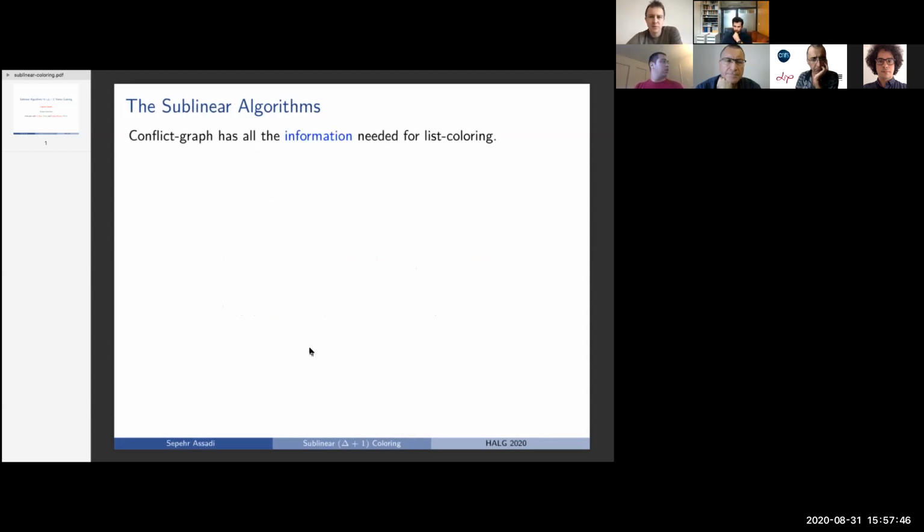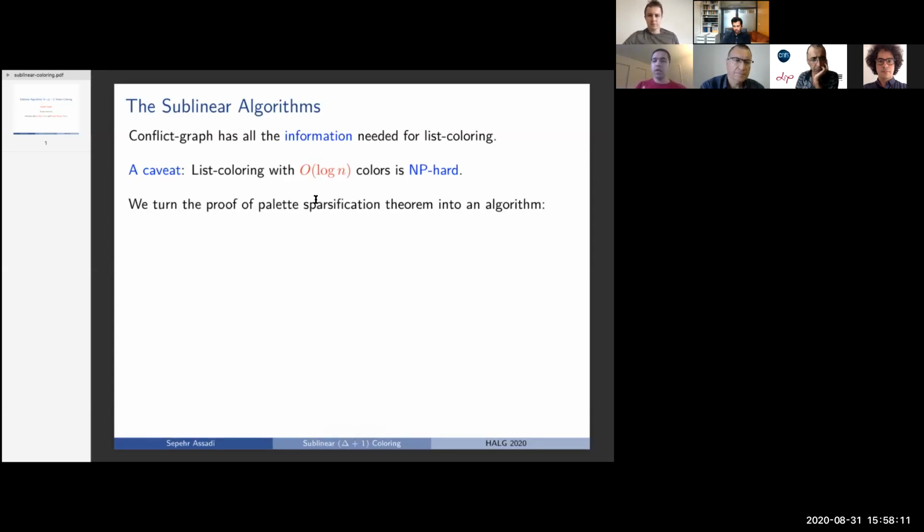So now the good thing is that the conflict graph has all the information we want to do the list coloring. There's only one problem: all these things that I talked about were information theoretic. I never talked about computation. And the catch is that list coloring with order log n colors in general is NP-hard. So I cannot just say go ahead and list color it if I want an efficient algorithm. So we have to turn this proof into an algorithm and get an algorithmic proof.